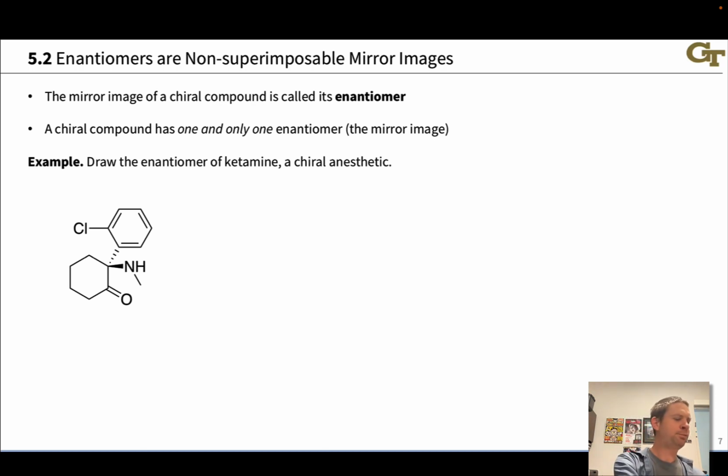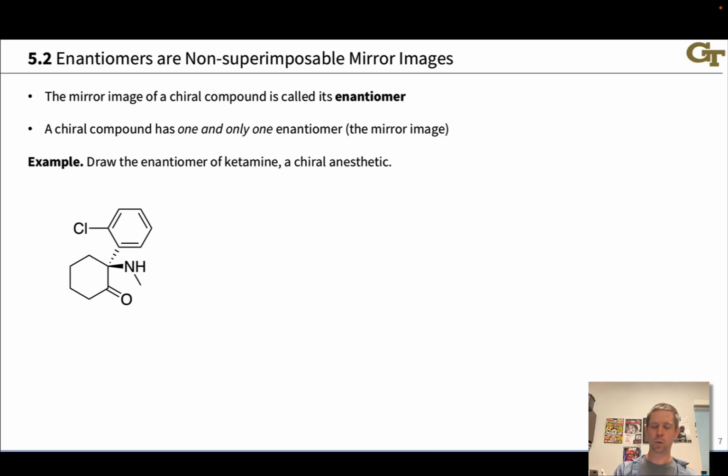So finally, let's practice with enantiomerism by drawing the enantiomer of ketamine, which is a chiral anesthetic. Now, the first thing we should do, and it's worth pausing the video and doing this, is looking for a tetrahedral stereocenter. Look for a carbon with 4 different groups attached. See if you can find it in the structure of ketamine.